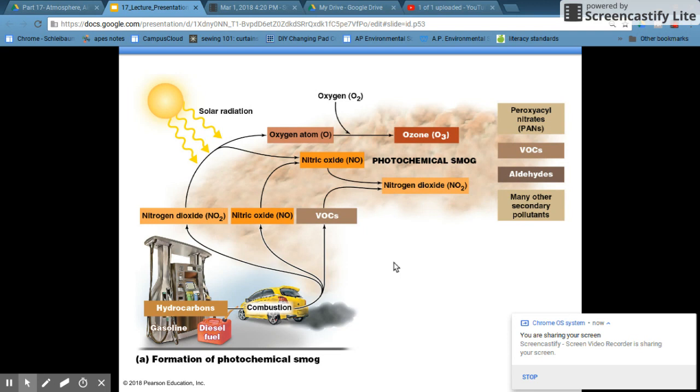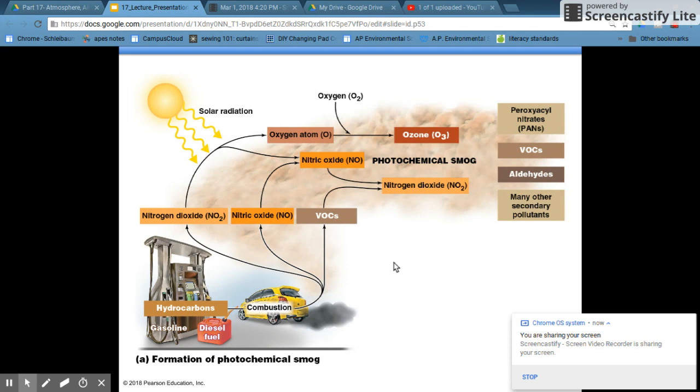When you have combustion, and they're showing here that the combustion is coming from a vehicle that's burning gasoline or diesel, those two products contain hydrocarbons. You're going to give off your nitrogen oxides, basically your nitrous oxides, and VOCs. Those are going to mix in the atmosphere with oxygen, and because solar radiation is there, solar radiation is part of the equation, you're going to form ozone. Okay, so keep it really simple here in terms of understanding this.